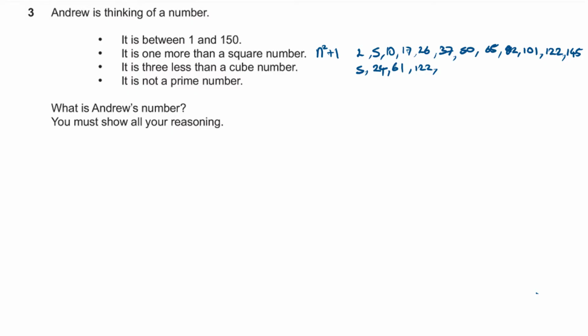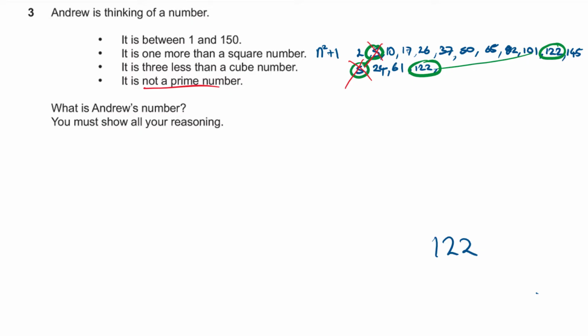Okay, so which ones are in both lists? So you can see I've got a 5 in both, here and here, look, and I've also got 122 in both. So 5, can that be the solution? Well, no, it can't be 5 because I'm told it's not a prime number and 5 is prime, so it's not going to be that one. So it must be 122. Okay. You must show all your reasoning.